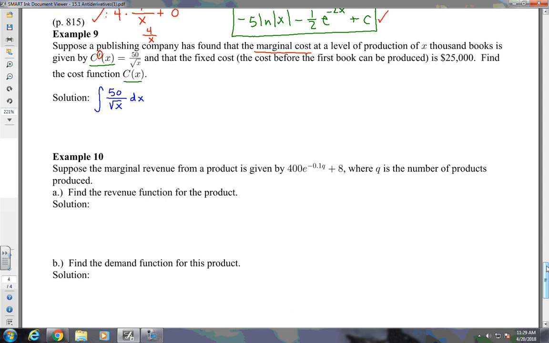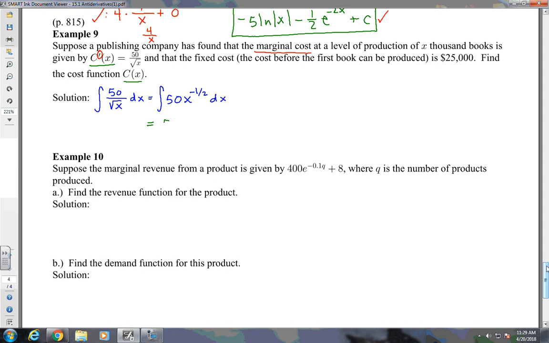Before we can integrate, we need to rewrite it as a power of x. So we could rewrite this as 50 times x to the negative 1/2. Remember, square root of x is x to the 1/2. When I take it out of the denominator, I'm simply giving it a negative exponent. Now we're ready to integrate.